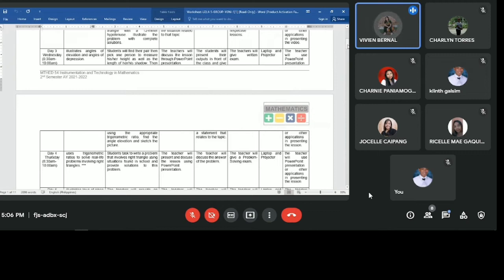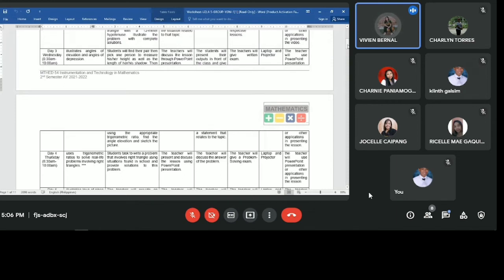So, for the contextualization, students will find their pair, then pick one person to measure his or her height as well as the length of his or her shadow. Then, using the appropriate trigonometric ratio, find the angle of elevation and sketch the picture.